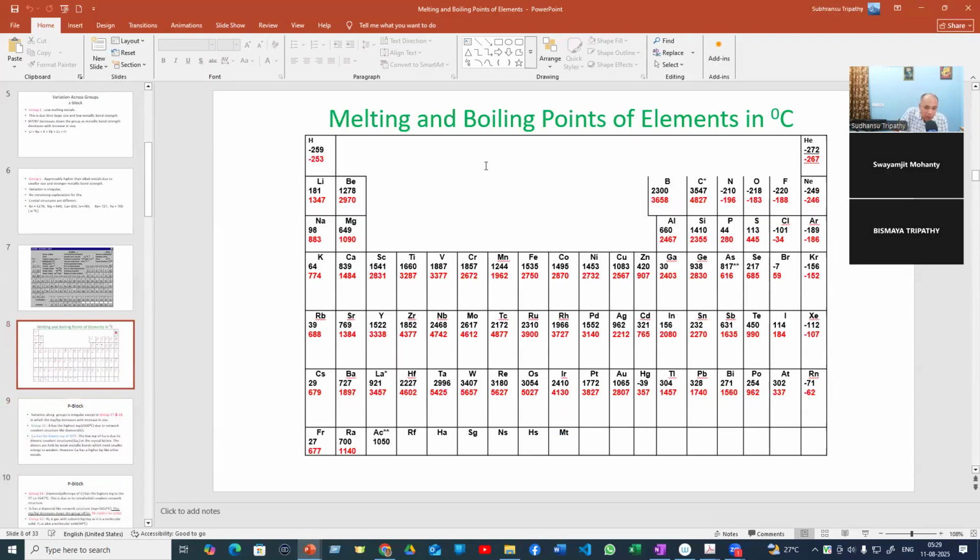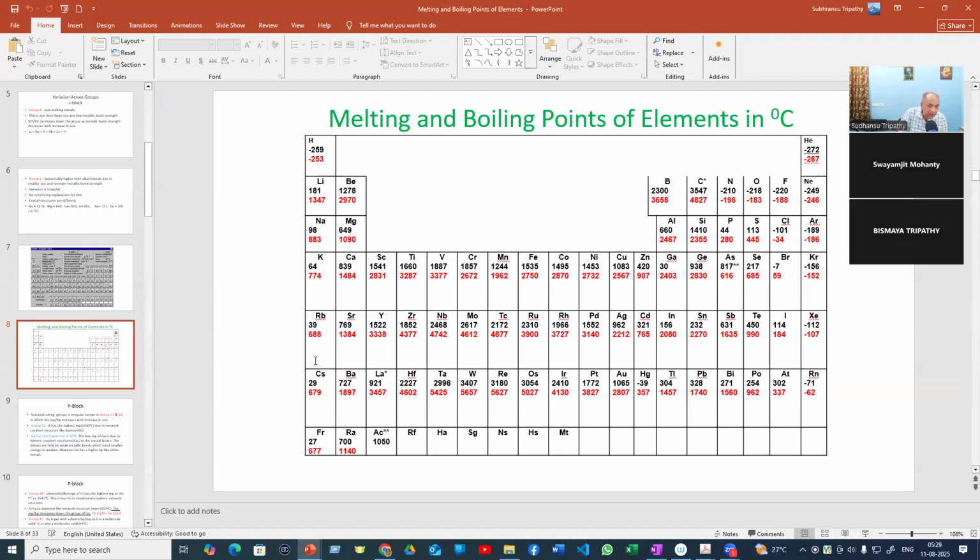Now look, the lower one, the red one, is the melting point, and the upper one is greater. Oh no, the lower one, say 181, lithium. Forget about hydrogen, which is H2. Its melting point is always lower than the boiling point. Minus 259 is lower than minus 253.